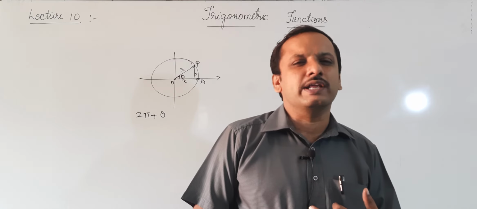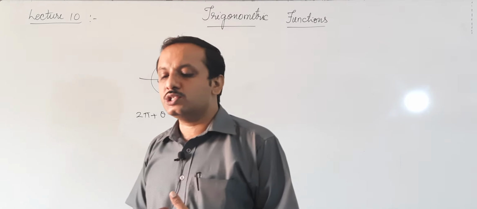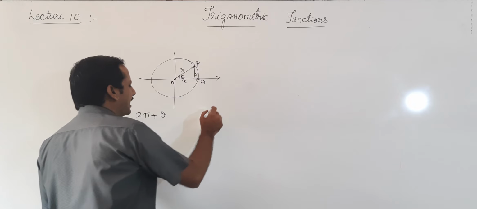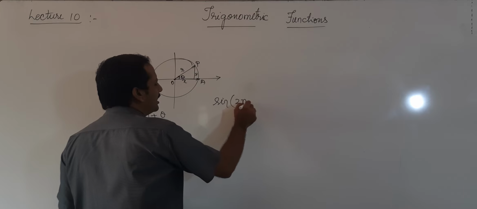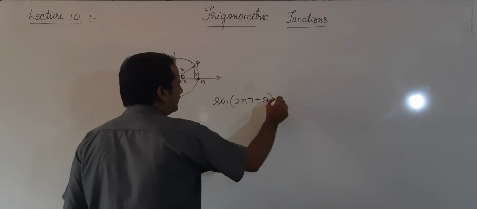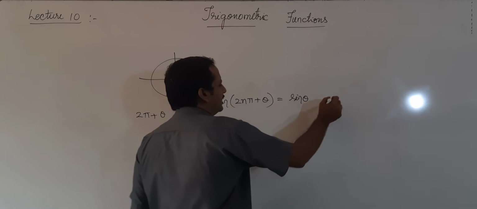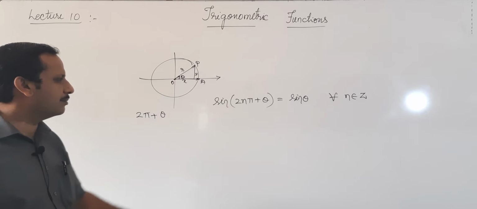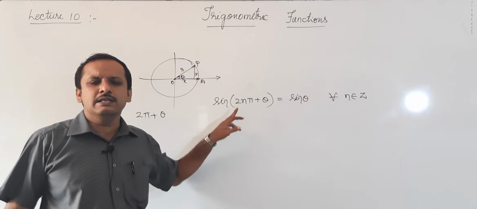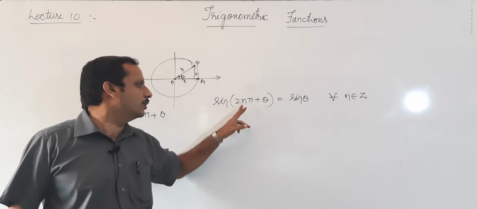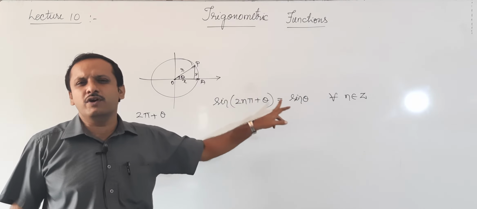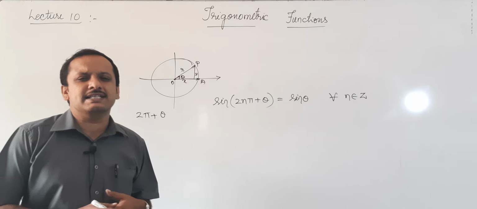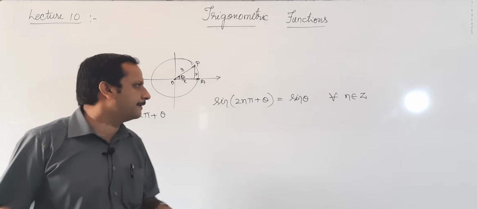You keep on adding 2 pi or subtracting 2 pi, there is no change in the value of the trigonometric function. That in general can be written this way: sine of 2n pi plus theta is equal to sine theta for all n belongs to Z. If n is any integer, put n equal to 1, that means 2 pi plus theta. Sine of 2 pi plus theta equals sine theta. Put n equal to 2, you get sine of 4 pi plus theta, which is the same as sine theta. Put n equal to 3, you get sine of 6 pi plus theta, same as sine theta.